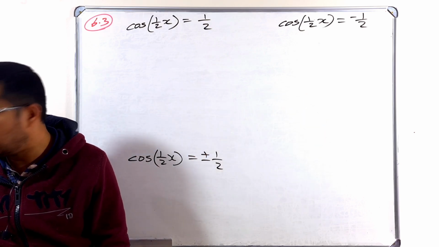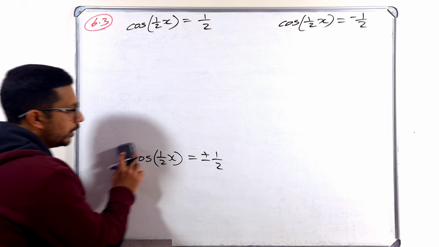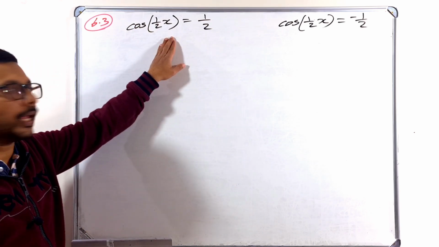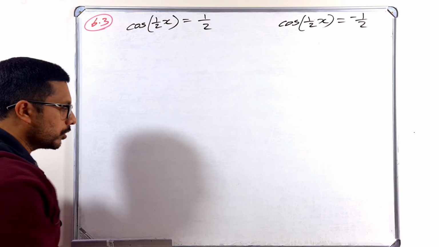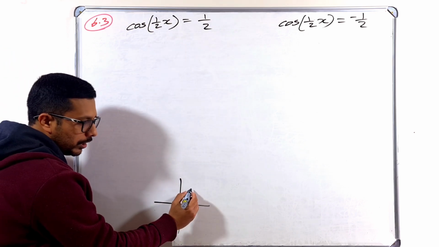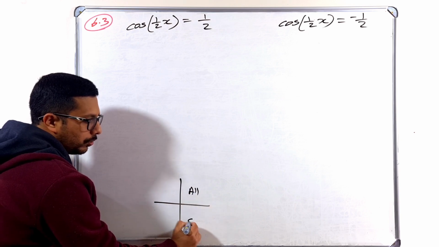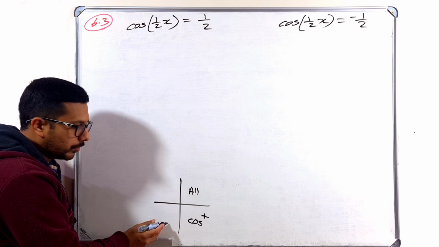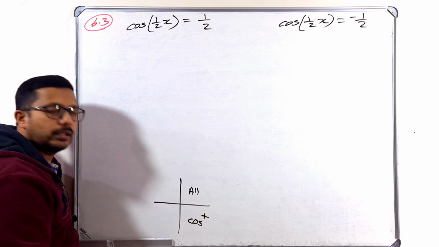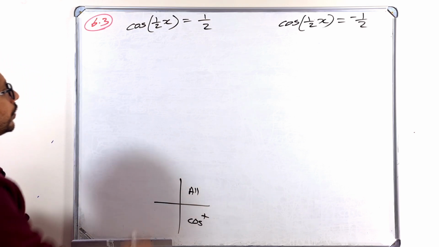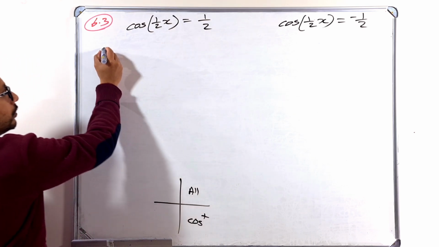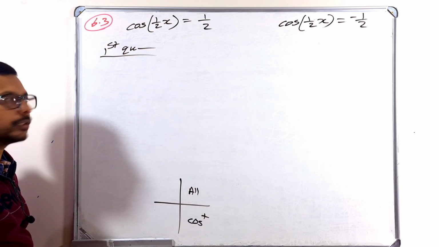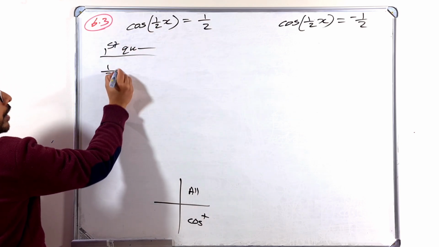Our question is to find the general solution, isn't it so? Look at this one: cos of an angle is positive. In which quadrants is cos positive? Here all are positive, and here cos is positive. Here cos is negative, and in that quadrant also cos is negative. So cos is positive in the first and fourth quadrants. Let's think about the first quadrant. How can you write it? Our angle is half x.